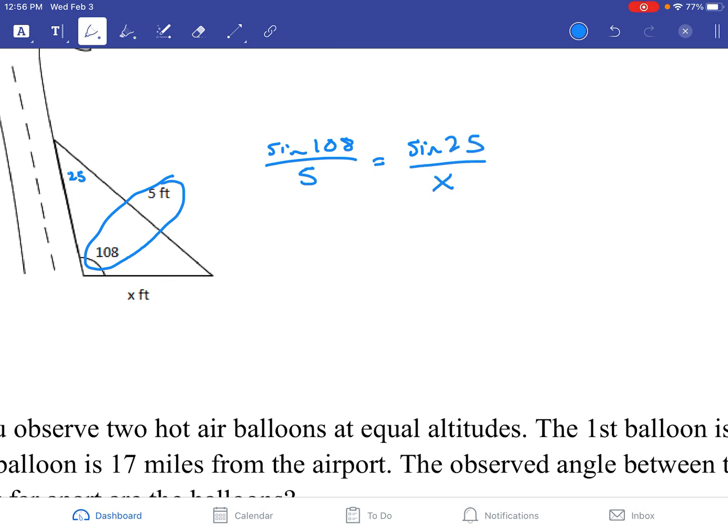So I'm going to solve for x. We have 5 times the sine of 25 divided by the sine of 108. So the distance is 2.22.